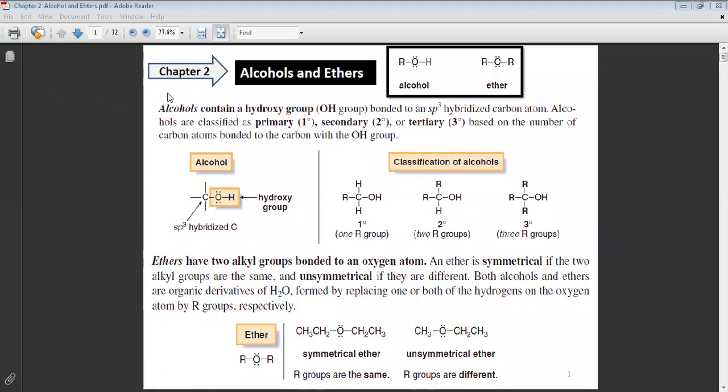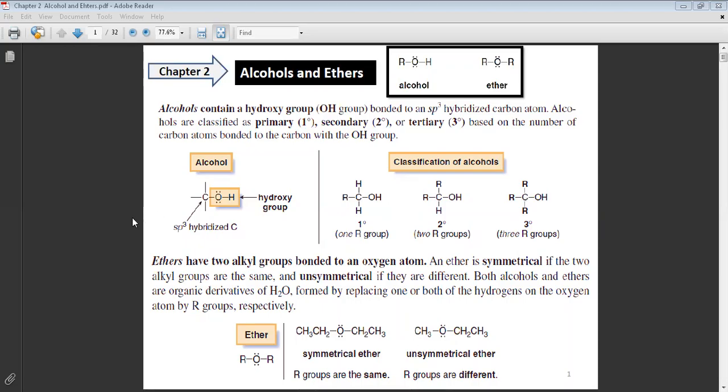Look here, it says alcohols contain a hydroxyl group bonded to an sp3 hybridized carbon atom. That means the condition here, the OH must be bonded to a carbon, and this carbon must be sp3. Look, all these OH groups are bonded to a carbon, and this carbon is sp3, this carbon is sp3, this carbon is sp3.